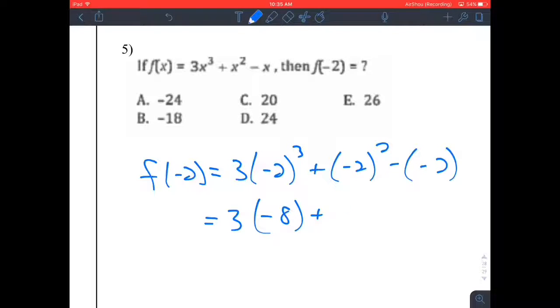A negative 2 squared is positive 4. Subtracting a negative 2 is the same as plus 4. 3 times negative 8 is negative 24. 4 plus 4 is 8. That makes this negative 16.